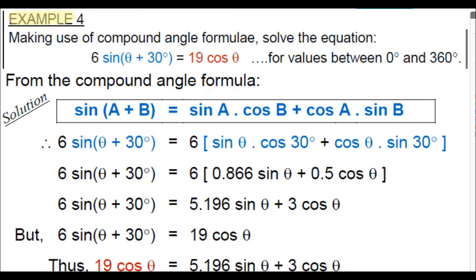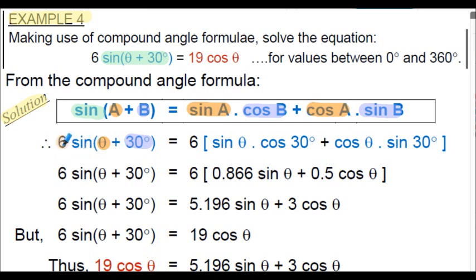Example 4, here's the solution. So the compound angle formula we use relates to the sine, the sum of two angles. So this formula here, sine of angle A plus angle B. And here's the expansion on the right hand side. So in this case, A is theta, B is 30 degrees.